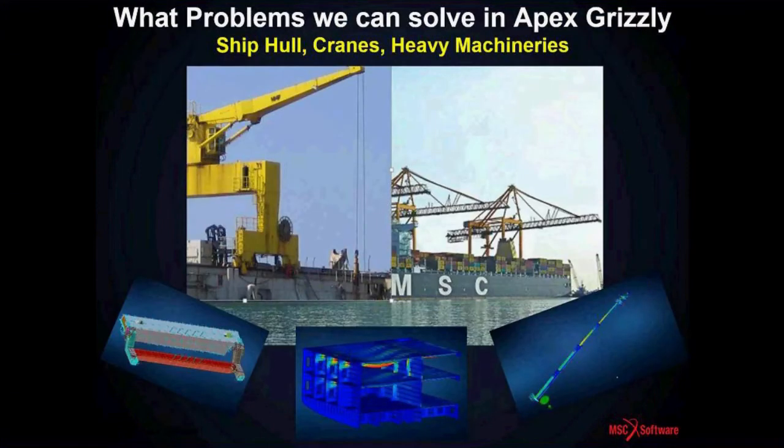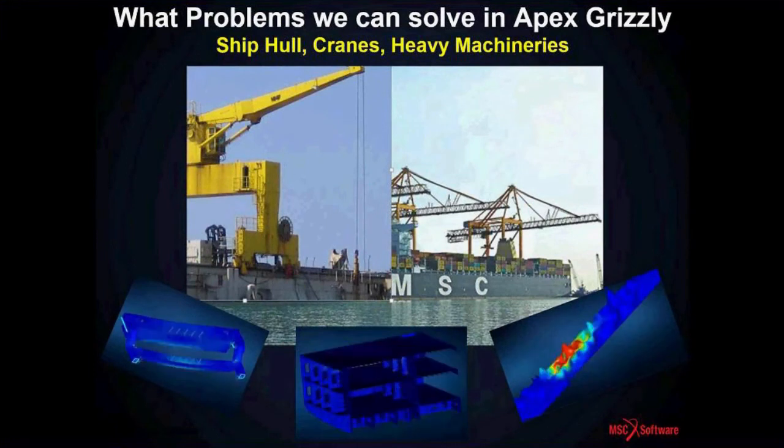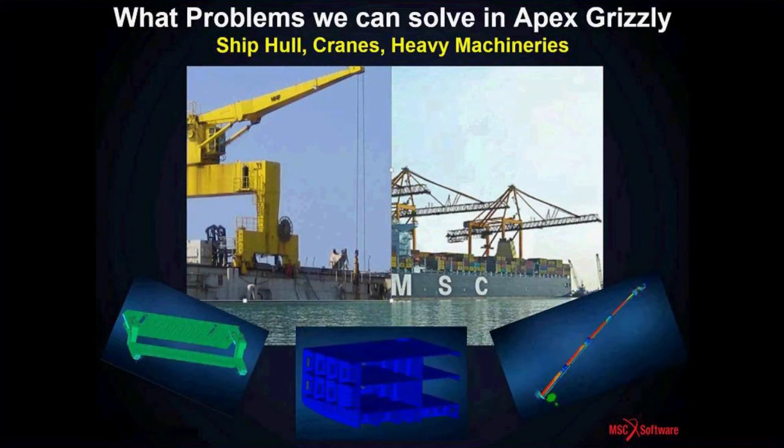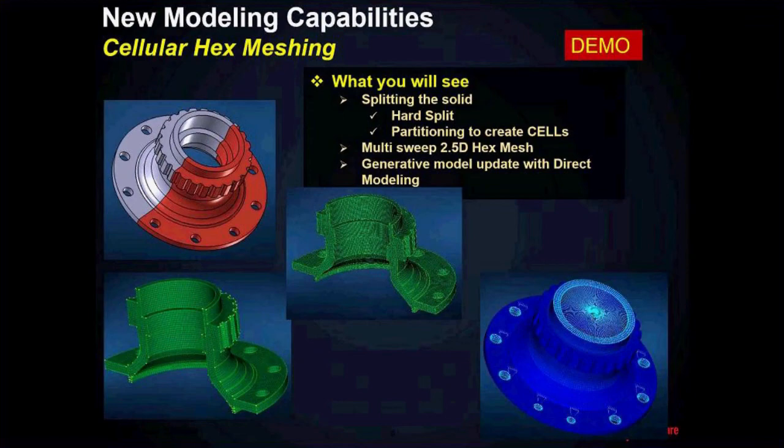With a lot of these new capabilities in Grizzly and the enhancements to the existing capabilities of Apex, we believe today we can handle large welded or fabricated structures such as ship hulls, cranes, heavy machinery, etc. With that, let's take a look at quick demos of many of these features.